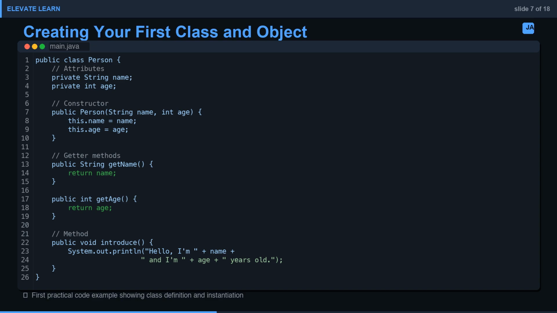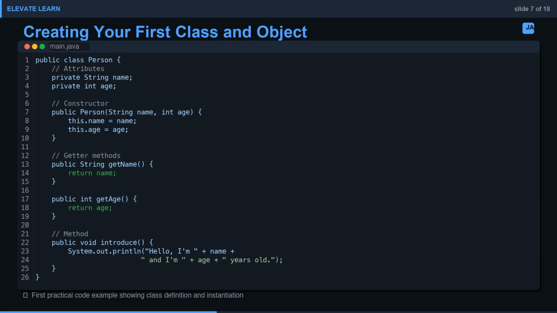In the main class, we create a new person object called P1, passing Alice and 28 to the constructor. The constructor runs immediately, initializing the object state. Finally, we call the introduce method on P1. This demonstrates the complete lifecycle, defining a class, creating an instance, and using its methods.